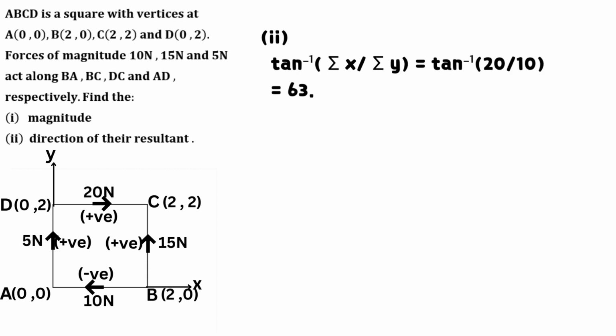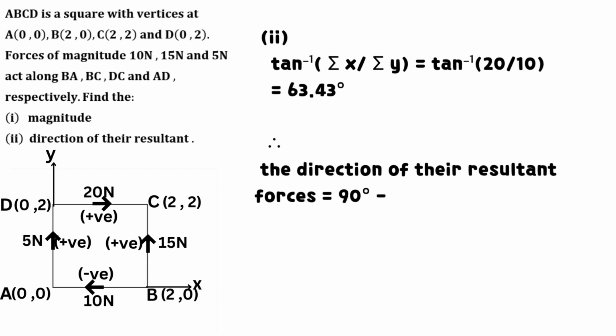For the direction of their resultant force, arctan the sum of forces acting on the x-plane divided by the sum of forces acting on the y-plane equals arctan 20 divided by 10, which equals 63.43 degrees, to 2 decimal places. Therefore, the direction of their resultant force equals the difference between 90 degrees and 63.43 degrees, which equals 26.57 degrees, to 2 decimal places.